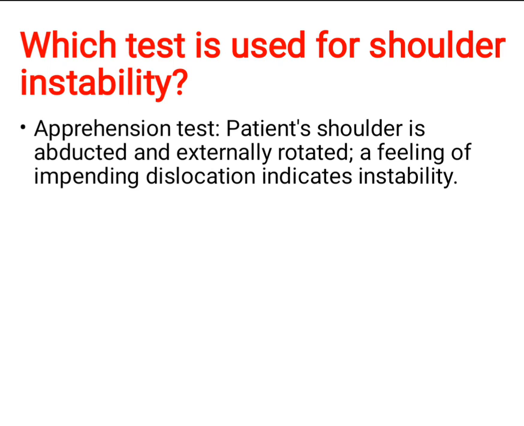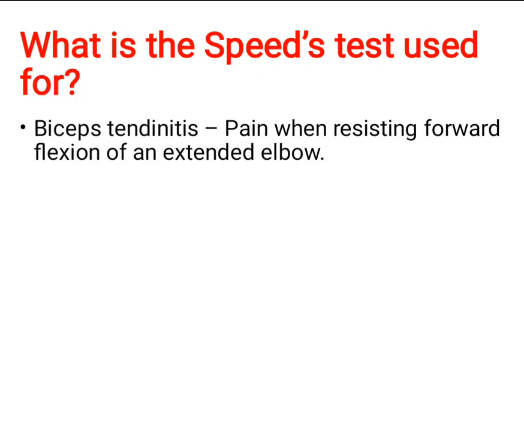19. What is the drop arm test used for? Detecting rotator cuff tears. The patient is asked to slowly lower their abducted arm, a sudden drop indicates a tear. 20. What is the Speed's test used for? Biceps tendinitis: pain when resisting forward flexion of an extended elbow.